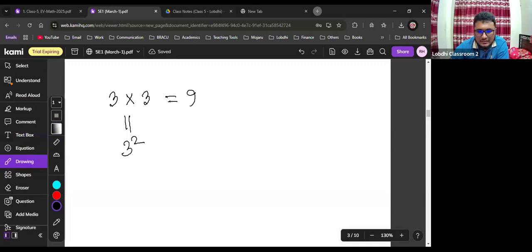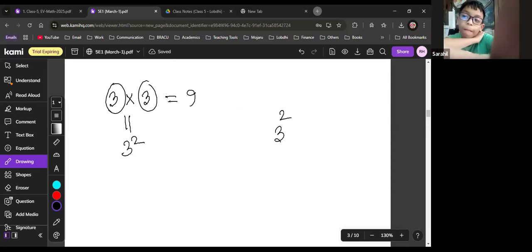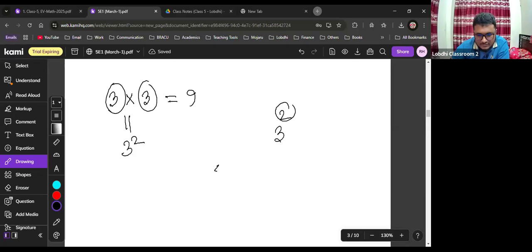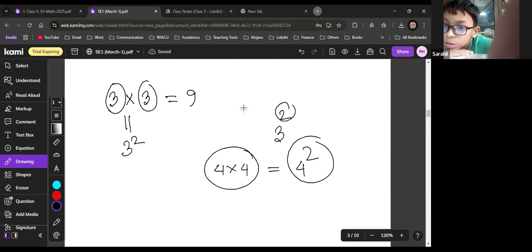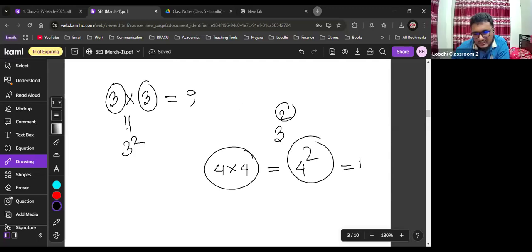I have written 3, and when I put 2 over it, it means 3 is multiplied 2 times. How many 3's get multiplied here? Tell me. Sir, 2. That is why we have put 2 over here. If I tell you 4 multiplied by 4, the number of times it is multiplied is 2. That's why 4 square, 4 to the power 2. So 4 square means 4 multiplied by 4, which is equal to 16.